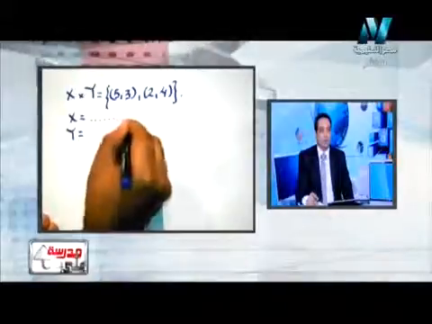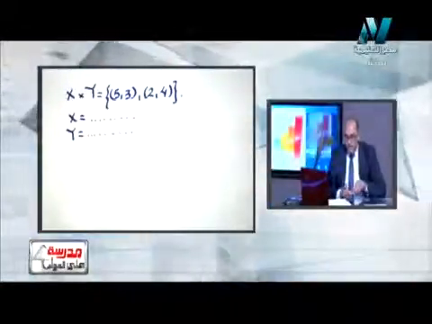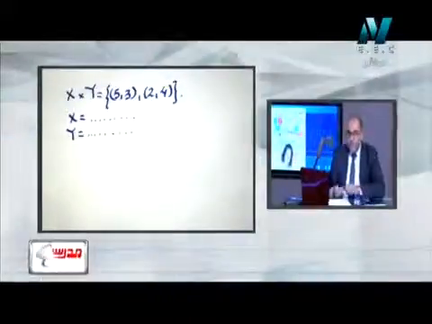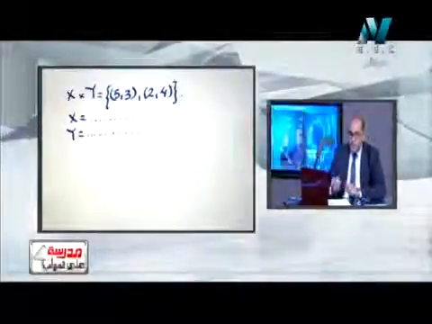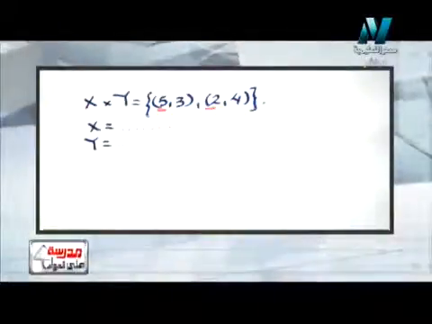This question is considered the opposite of the previous. In the previous example, we had 2 sets and found the Cartesian product. But here in this question, the Cartesian product is given and we want to find the sets of x and y. Okay? We just observe the first element in each bracket, which is 5 and 2.